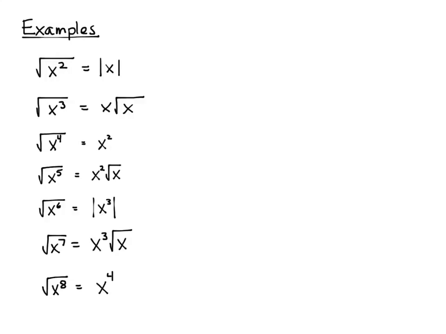And then finally, the square root of x to the 8th is simply x to the 4th, because we have 4 pairs of x squared in there. So that gives us x to the 4th. Any number we put in there, both the square root of x to the 8th and x to the 4th will be positive. So we just write that.